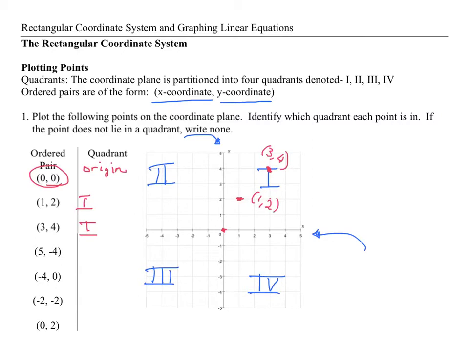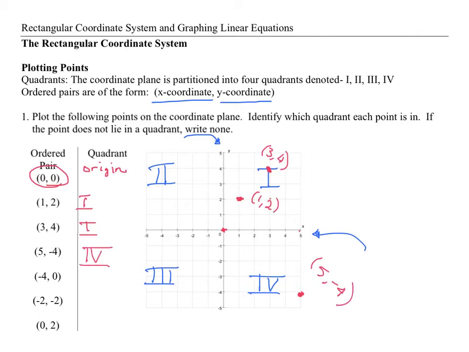Next one is 5, -4. So we're starting at the origin. We're going to go over 5 to the right and down 4. 1, 2, 3, 4. This is the point 5, -4, and it's in quadrant 4.